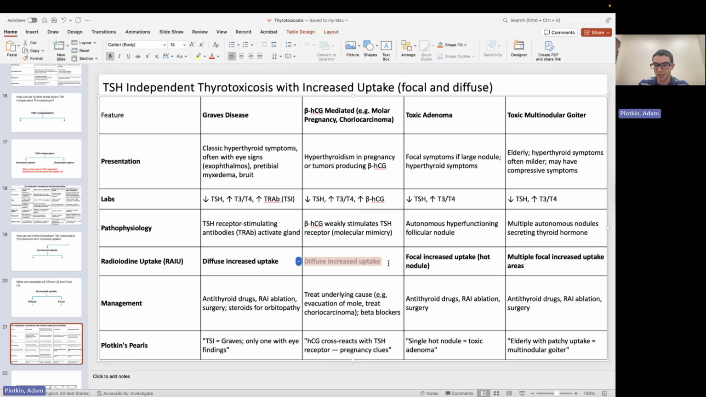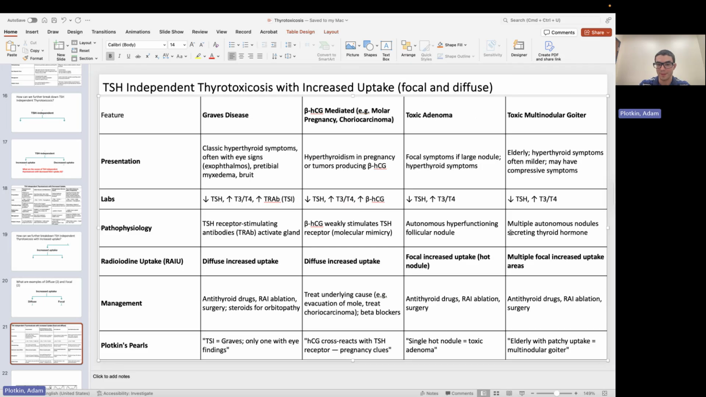So you're going to see diffuse increased uptake again, because you have super high levels of beta HCG. It's going to stimulate your whole entire thyroid. My whole entire thyroid is overactive. The whole entire thyroid will uptake more iodine. So again, treat the underlying cause, either evacuation of the mole or treat the choriocarcinoma, and we can treat with beta blockers if needed. So my pearl here is HCG cross-reacts with TSH receptor. Look for pregnancy clues.